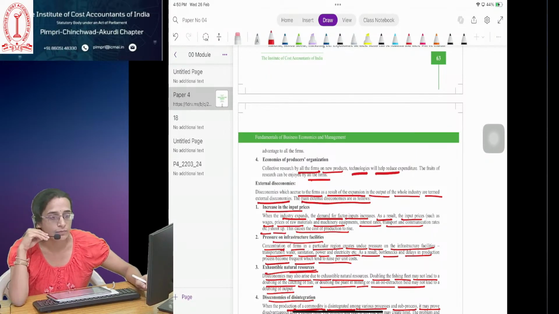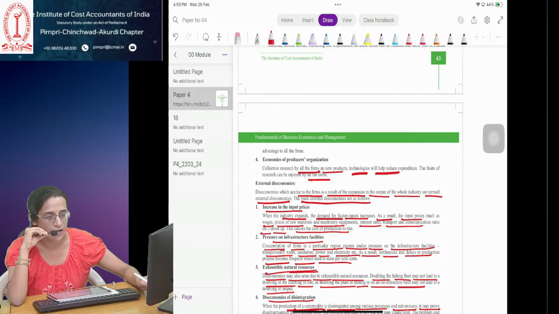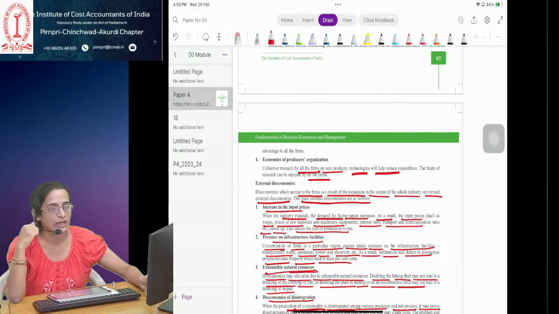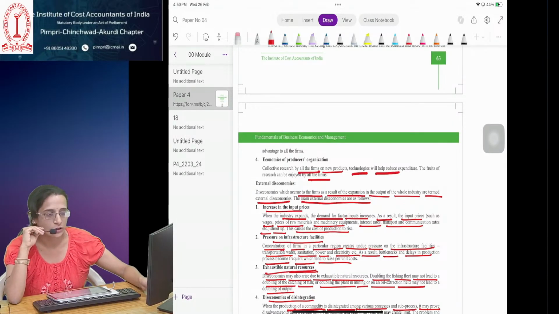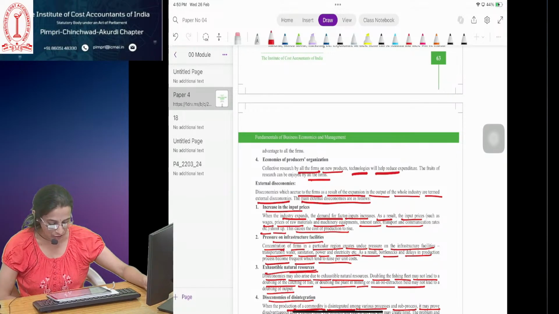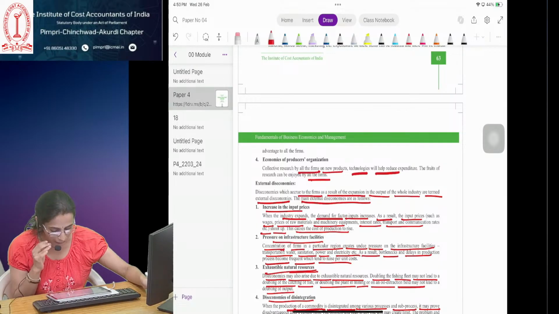See, every firm will try to do research and development. So this research and development that it is doing on its products, if it shares with other firms in the industry, they can also do that research and development at a lower cost, and that will benefit all the firms, right? Collective research by all the firms on new products and technologies will help reduce the expenditure. The fruits of the research will be enjoyed by all the firms.